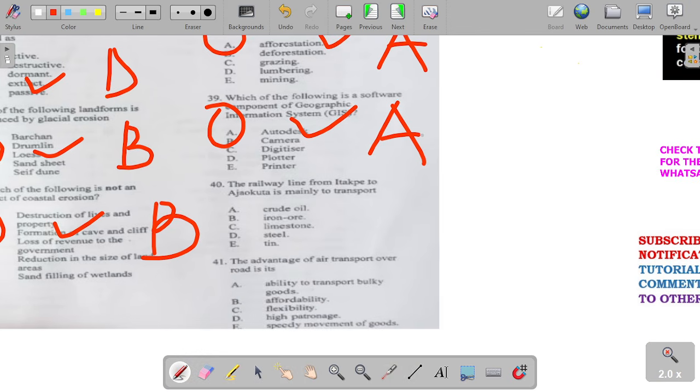40. The rail line from Itakpe to Ajaokuta is mainly to transport crude oil, iron ore. Yeah, that's primary use, it is for iron ore. That's B. 41. The advantage of air transport over road is the ability to carry bulky goods, affordability, flexibility, high patronage, speed of movement of goods, of course. It's much faster.